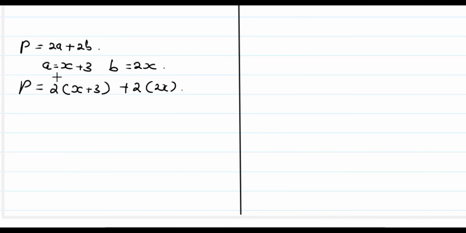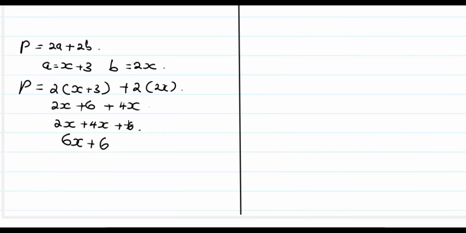So from there, we need to take these 2 outside the brackets and then we multiply it with all the values inside the brackets. So here it will be 2 multiplied by x, which will be 2x, plus 2 multiplied by 3, which is 6, then plus 2 multiplied by 2x, which is 4x. The next step is to group like terms together. So it will be 2x plus 4x, then plus 6, like that. So now it becomes 2x plus 4x is 6x, then plus this 6.